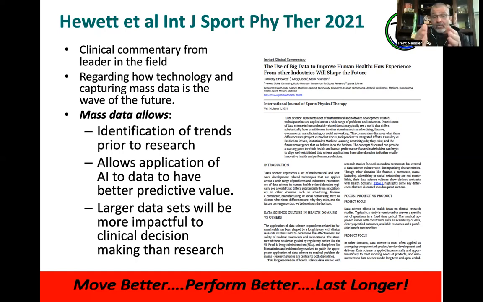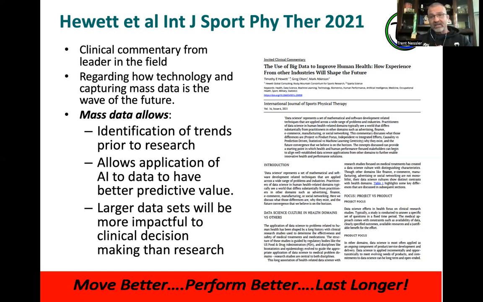According to Tim's paper and from conversations that I've had, the way that we are leveraging technology, the mass data that we're capturing from technology, is going to lead the research, because I will be able to identify trends at a much faster pace than you would ever do in research. Like I said on my previous slide, we're collecting data at 2,000 to 3,000 a month.